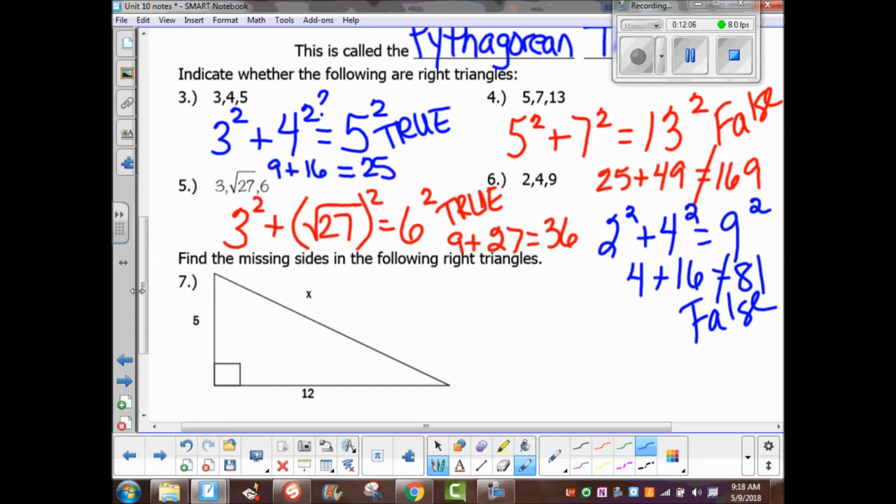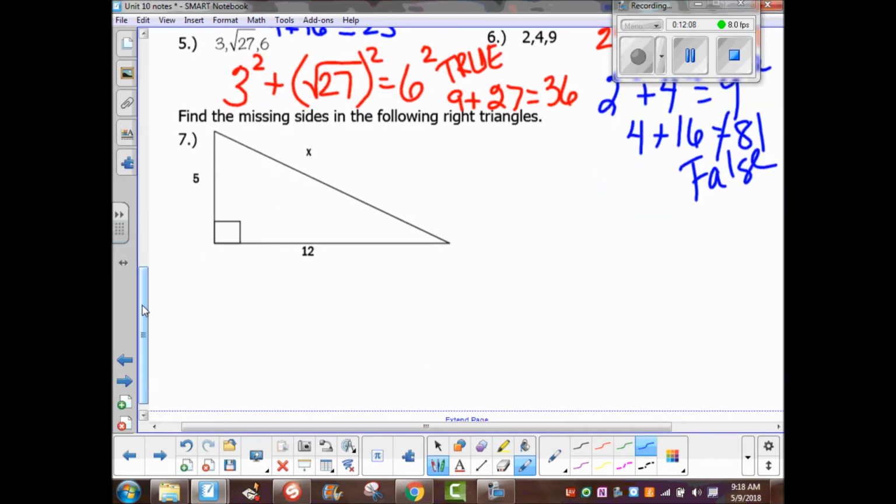All right, let's fill in the missing piece. 5, 12. Here's my right angle. So that's my hypotenuse. That's my C. Yeah, just put it in. Yep, if it's not on your paper, go ahead. Fill it in.